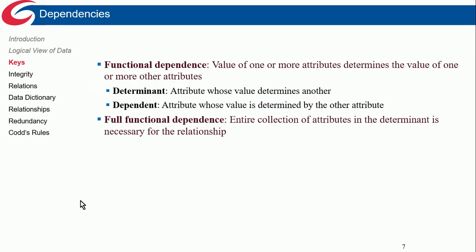So dependencies, so a functional dependence is when the value of one or more attributes determines the value of one or more other attributes. And here we have the terms determinant and dependent, which I brought up in the previous slide. So the determinant is the attribute whose value determines another, and the dependent is an attribute whose value is determined by another attribute. So a dependent is determined by the determinant, basically. But again, it's just another way to word that we have a key that identifies a record, which is a collection of all of those attributes.